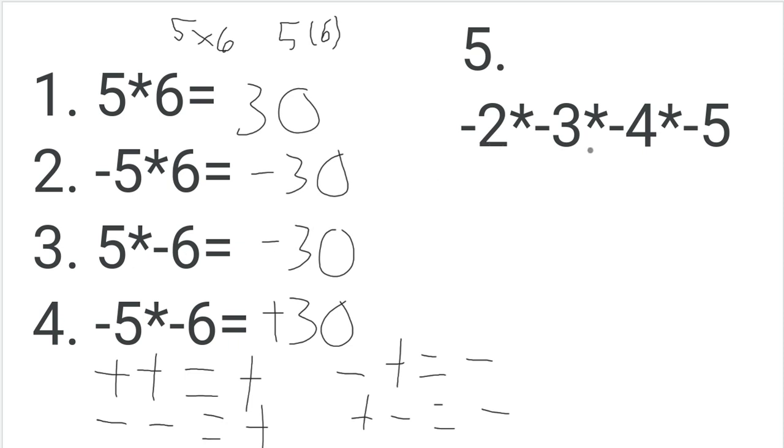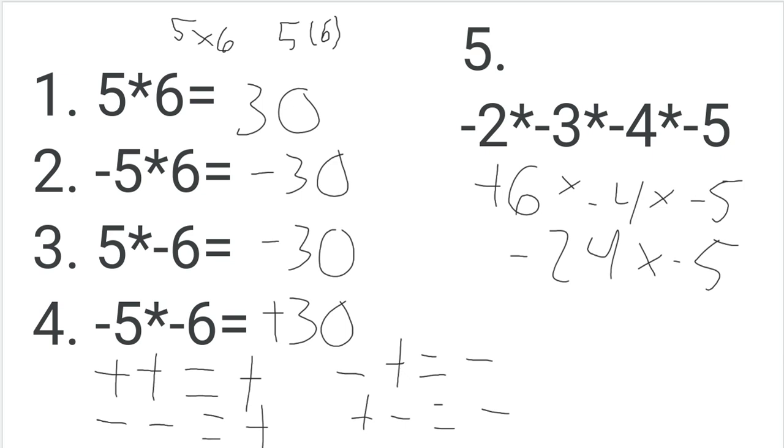So what happens when I have a whole bunch of them? I just want you to focus on the first two at a time. So negative 2 times negative 3. Two negatives make a positive. And then we're going to say times negative 4 times negative 5. Now we multiply. Positive times a negative is a negative. And then negative times a negative is going to be a positive 120.